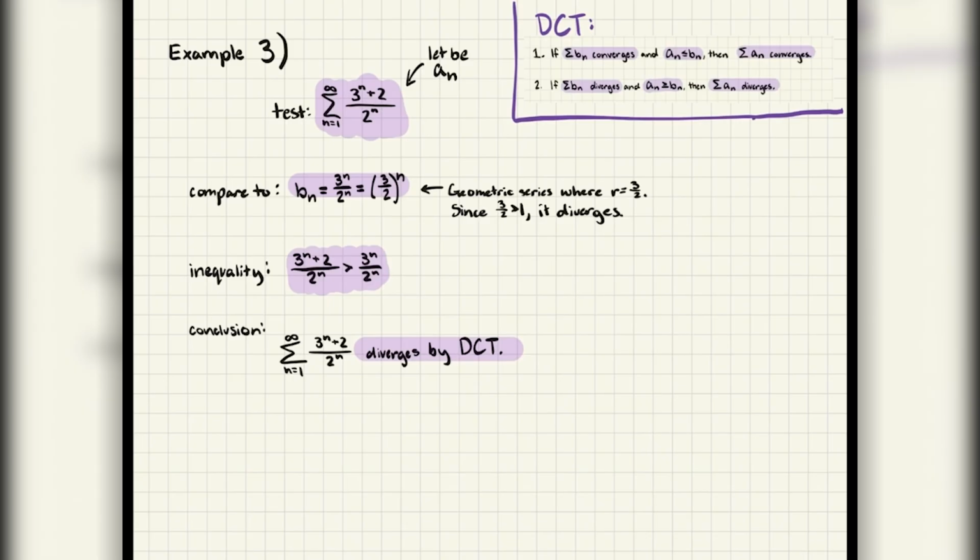Now let's look at one more example, and this one's a geometric example. So we have 3 to the n plus 2 all over 2 to the n. To find the benchmark, we can ignore that plus 2 because as n increases to infinity, it's going to become insignificant anyways. So that leaves us with 3 to the n over 2 to the n, or 3 over 2 all to the power of n. This is a geometric series that grows bigger and bigger, so it diverges. Since our original series is even larger than that divergent benchmark, it definitely blows up to infinity, and it diverges by the direct comparison test.